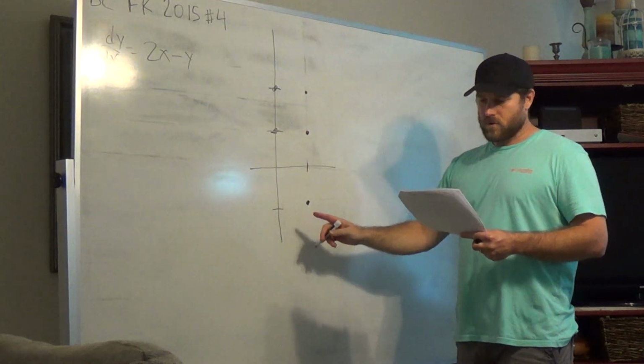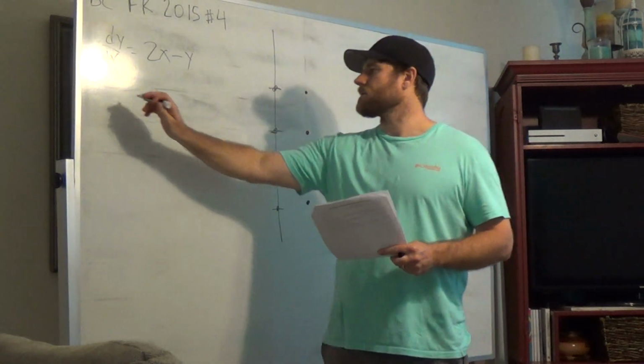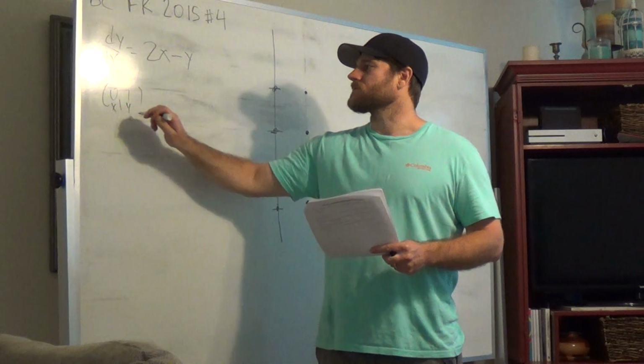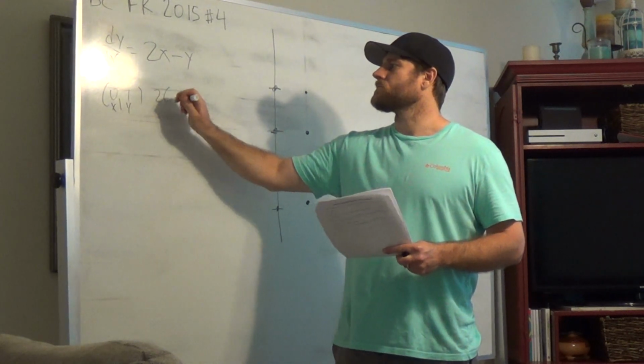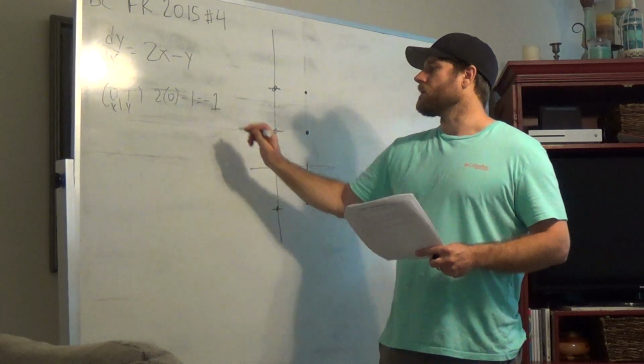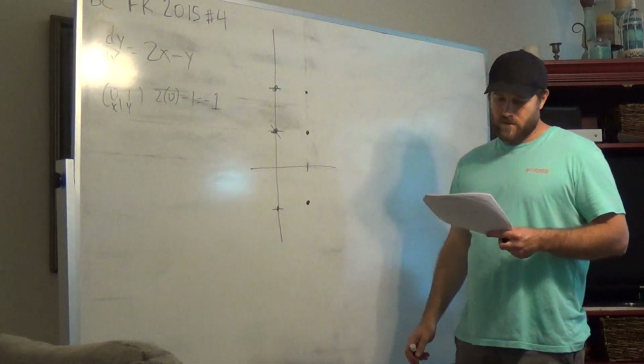the slope fields. So I'm looking at the 5 ordered pairs, going to write them down. So my first ordered pair here is (0, 1). I'm plugging that in for the x and the y to find the slope. So 2 times 0 minus 1 is negative 1. So I go to this place and I make a slope of about negative 1.